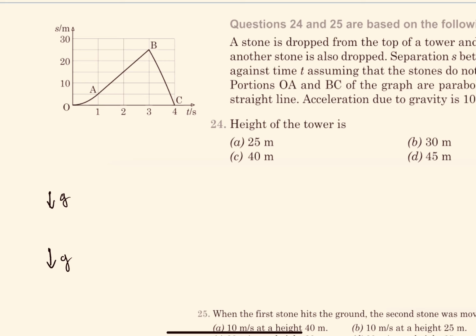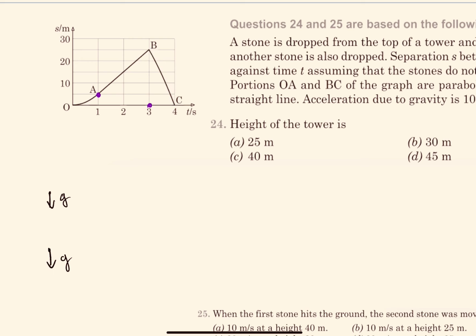So that means the second stone would have been thrown at A, because after that the graph is a straight line. So the straight line is possible only when both are falling with the same acceleration. So from O to A, the first stone has gone, and then from A to B, both are falling together, right? And then at B, the first stone would have reached the ground. That's why again it has become parabolic, because once this stone reaches the ground, it no longer accelerates. So with respect to this, it will appear to have an acceleration g, and hence the graph will again be parabolic.